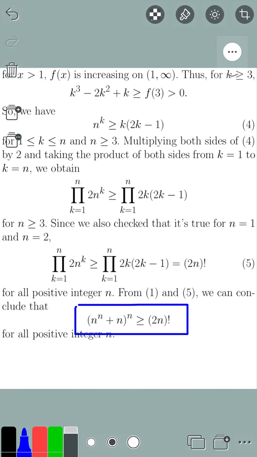Well, it was quite messy, and actually this is not my favorite proof. I proved it in another way, and in the next video I will show you the second proof of this inequality.